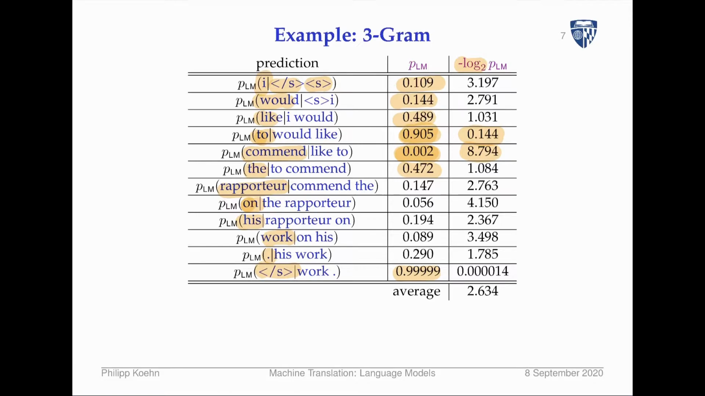We're going to take all these values and basically average them. So we add them up and divide by the number of them, divide by n. That gives you this number here. So this is the cross entropy for this particular sentence, if we take it as a test sentence for our model.